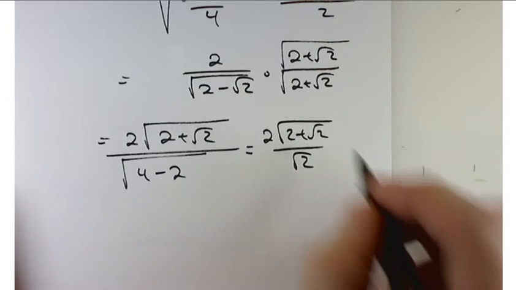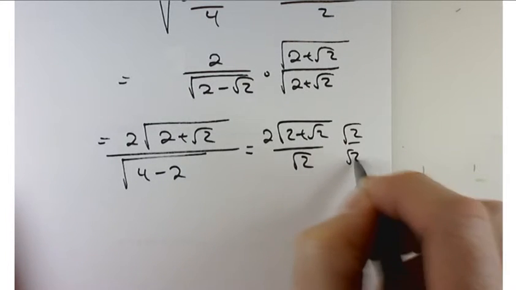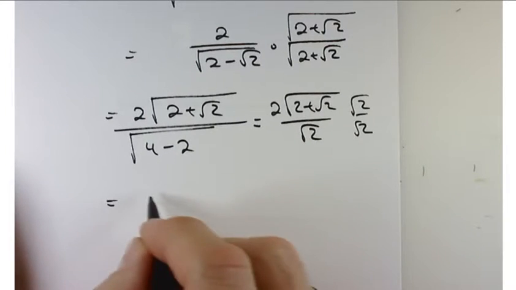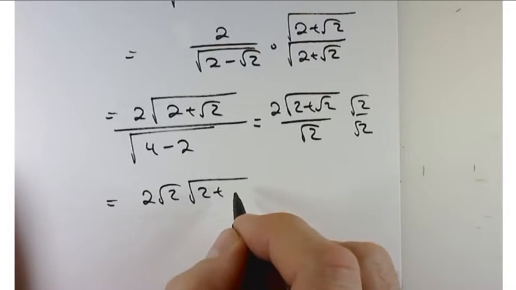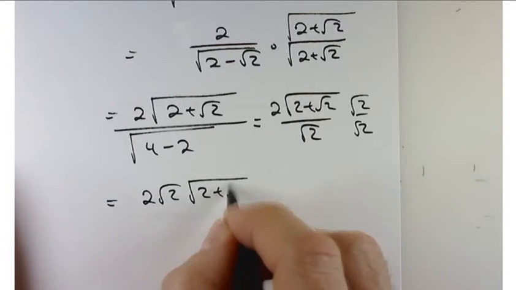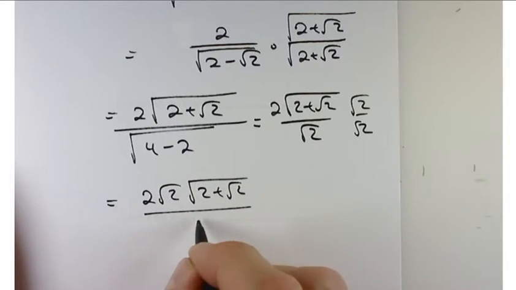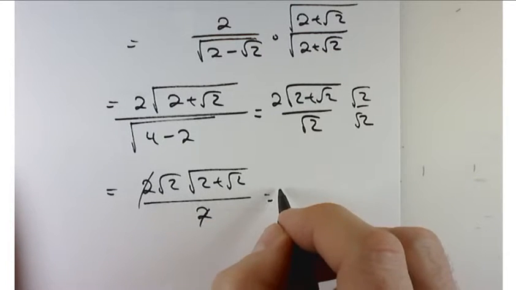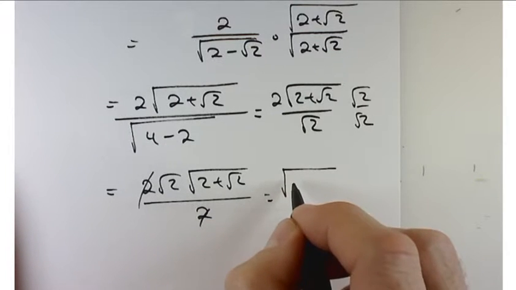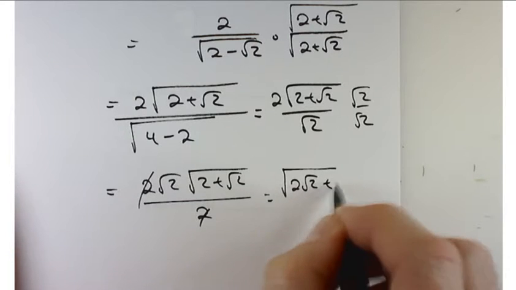Ugh. Rationalize that again. Multiply by root 2 over root 2. 2 square roots of 2 plus square root of 2 over 2. Those cancel. If I distribute this, then I'll get the square root of 2 square roots of 2 plus 2.